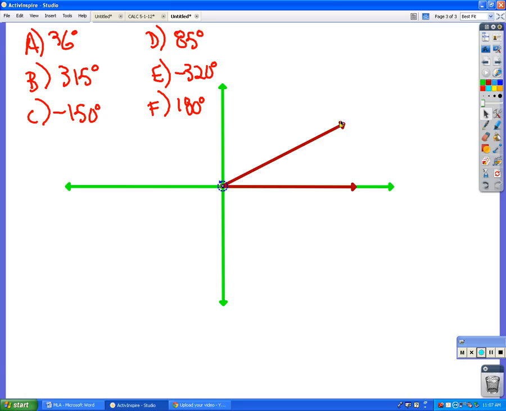I want to do that one. I called it. Hey, I call it, 36 degrees. Wow. Lane is going to do 315 degrees.